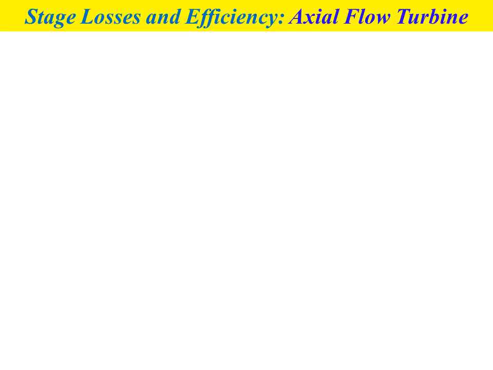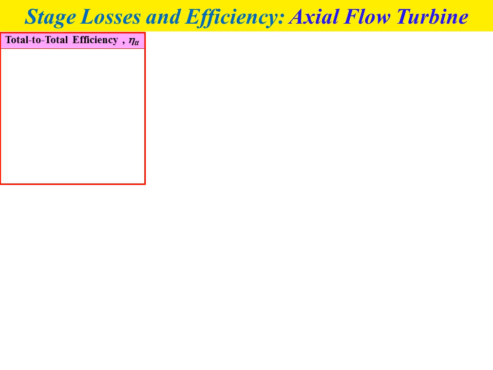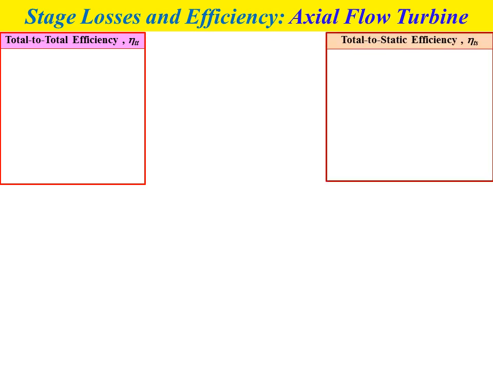Okay, now we will discuss stage losses and efficiency for the axial flow turbine. Before this we already know that for the turbine there are a number of equations for efficiency. However, for the axial flow turbine we will discuss two types of efficiency: first, the total to total efficiency, eta tt, and also the total to static efficiency, eta ts. Before that, in order to understand the parameters involved in the equations, we need to discuss the HS diagram. The HS diagram describes the process and conditions in the turbine stage during the expansion process.